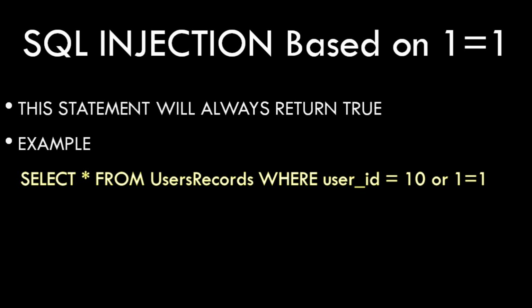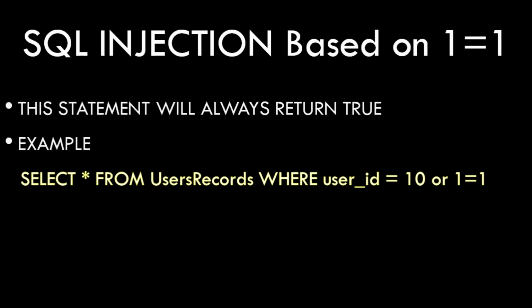So the first one is the SQL injection based on 1 is equal to 1. Now as I said that this will always return true. Just for an example, we want to select the user records of a particular user ID equal to 10. Now over here, instead of retrieving just the particular details of that user ID equal to 10, we have appended 1 is equal to 1, which means that it will return the entire user records table and show it on your screen. So that is how the 1 is equal to 1 works. We'll be looking at the actual implementation of this particular type in the next video.